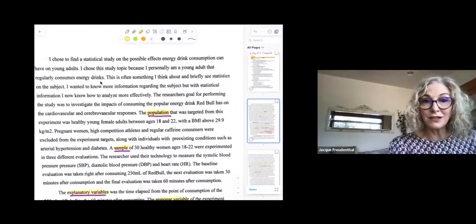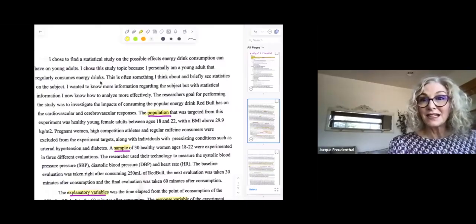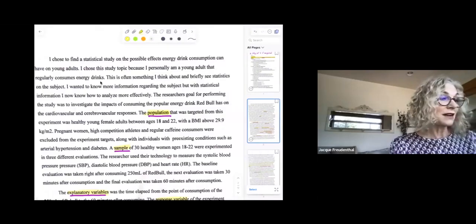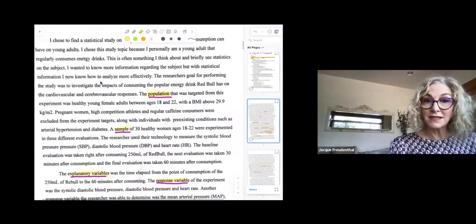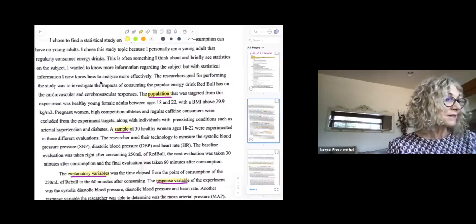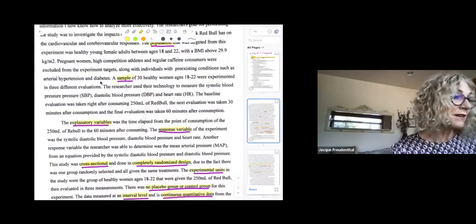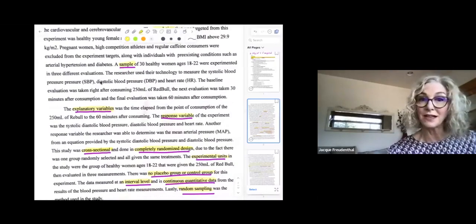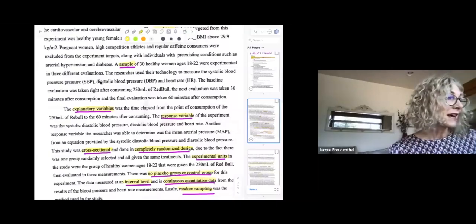It's not just a population of young, healthy female adults. It really is specific to what this study is and the population that it targets. It also lists the sample and says there are 30 of these healthy women. So that is also a detail that would need to be included. There are explanatory variables and response variables. This is a good way to explain in detail how to identify the explanatory and the response variables.